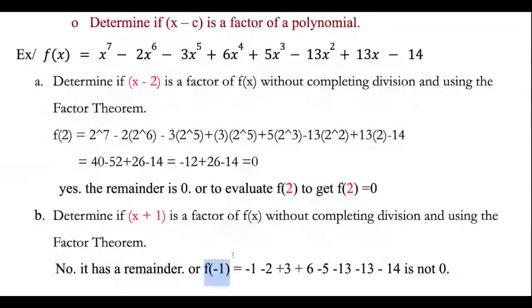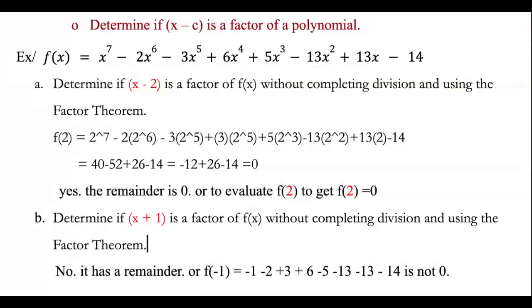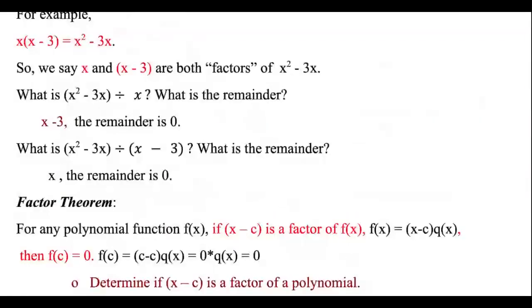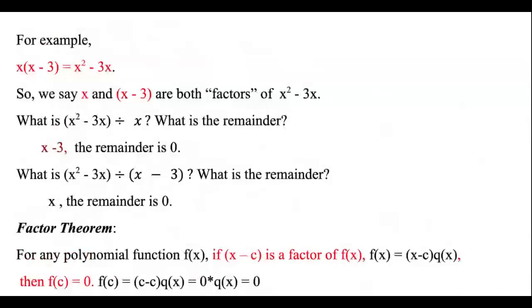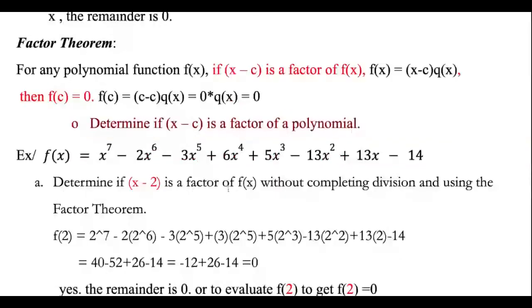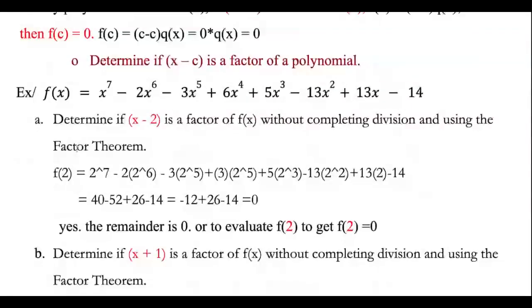Okay, so that's for today. And so what do we learn? We learn dividing polynomials, or dividing polynomial functions. We learn two theorems. One theorem is called the factor theorem. One theorem is called the remainder theorem. The remainder theorem says if the divisor is x minus c, then f of c is the remainder of the function divided by the divisor. The factor theorem says if x minus c is a factor, then f of c equals 0.